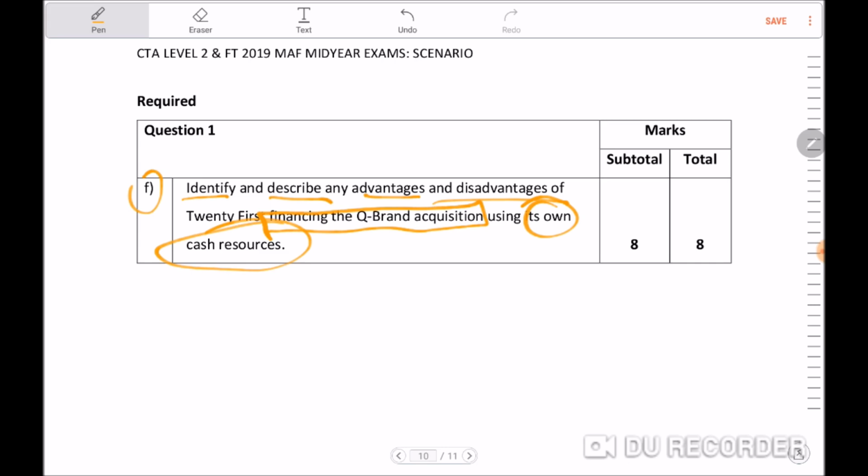If you go back to the specific section on the Q brand acquisition, it gives you additional information on what cash resources they want to specifically use. From there, I'm sure you can make your way out and discuss the advantages, that is the merits or benefits accruing from using cash resources, and the disadvantages of using cash resources.